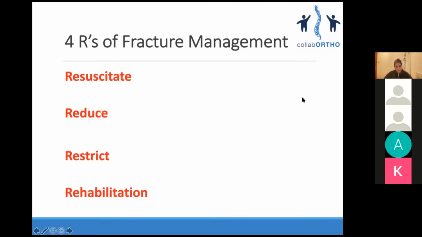No. So restrict is essentially immobilizing the fracture. Okay, we're going to do so in a second. Rehabilitation is getting the patient going, essentially, and physiotherapy. So let's go into a bit more detail in the 4 Rs.